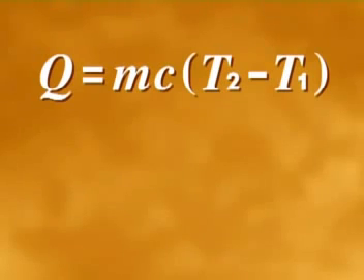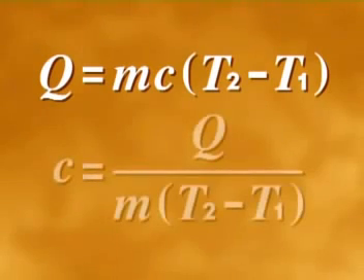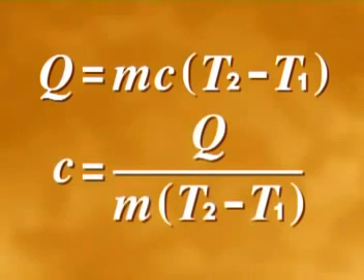Q is heat energy added to the substance. m is the mass of the substance. c, its specific heat capacity. T1, the initial temperature. T2, the final temperature. So T2 minus T1 is the change in temperature. Rearrange this equation to make c the subject.